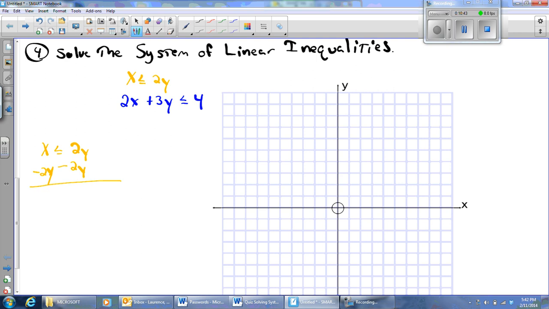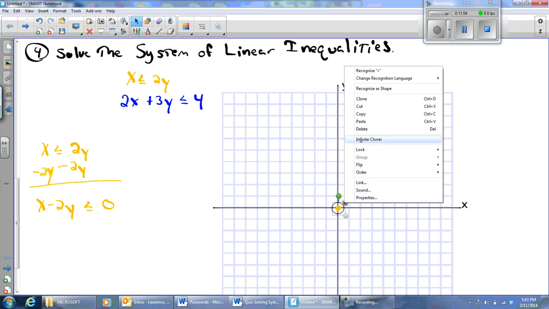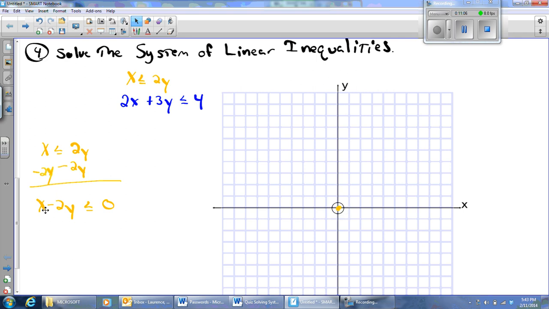And then my inequality is going to be x minus 2y less than or equal to 0. All right, so my y-intercept is going to be the origin, which means my x-intercept is also the origin. And now I need my slope. Well, it's going to be -1 over -2, which is 1/2. Rise 1, run 2.